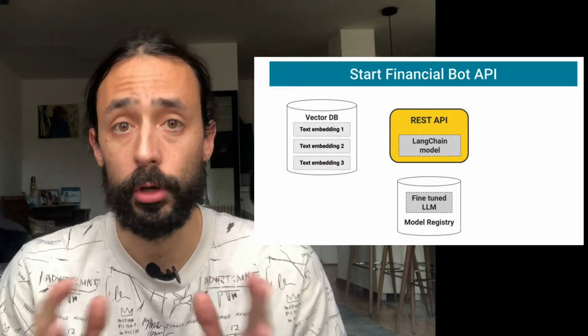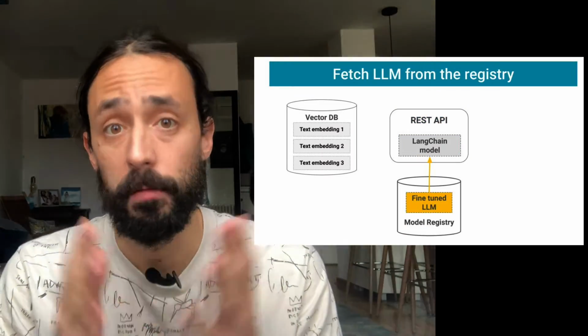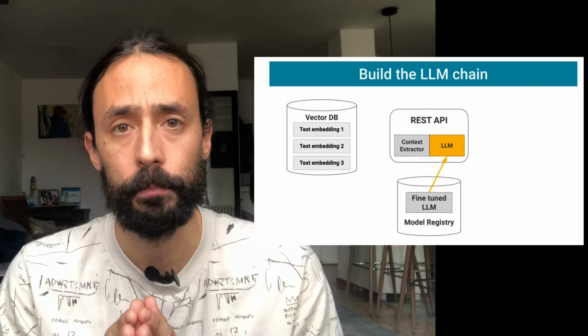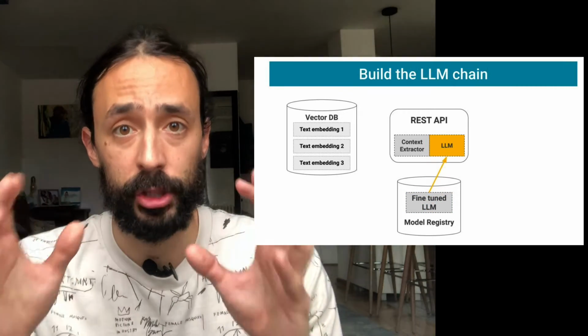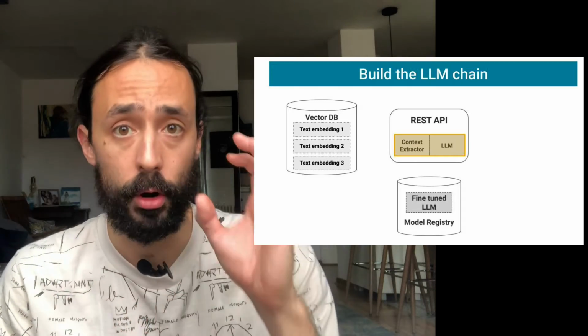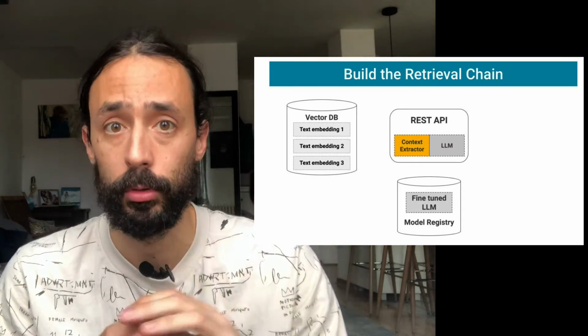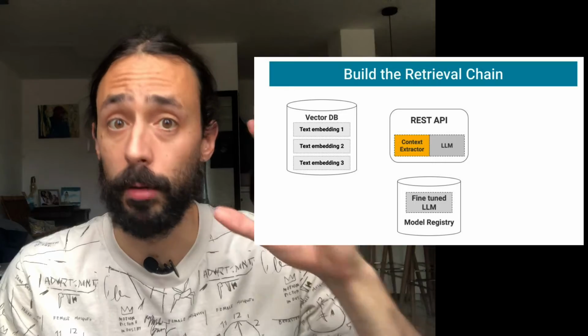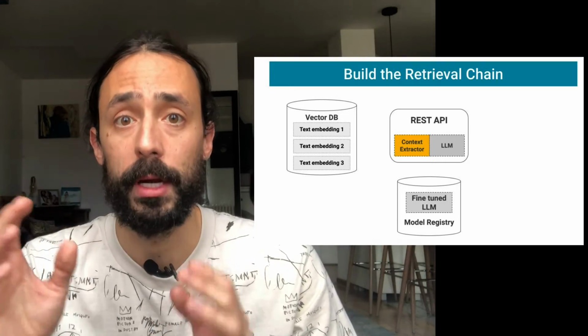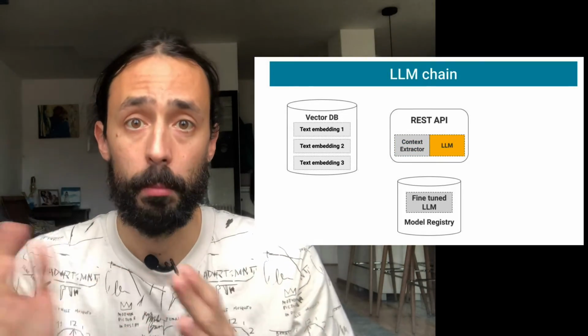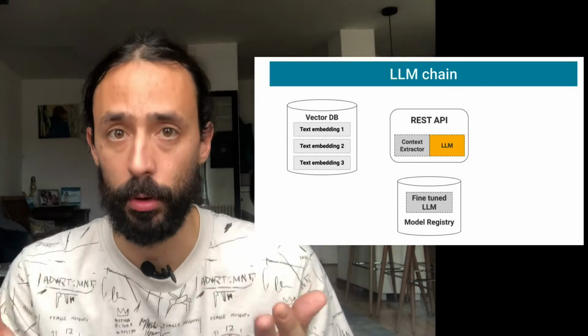How? We're going to build a LangChain agent that is going to load the LLM that we fine-tuned and saved in the model registry. Then it's going to build the entire chain, which is going to have two components: the content extractor that is going to be responsible for fetching the relevant piece of news from the vector DB, and the LLM component that is going to use this information plus the user query to generate the response.